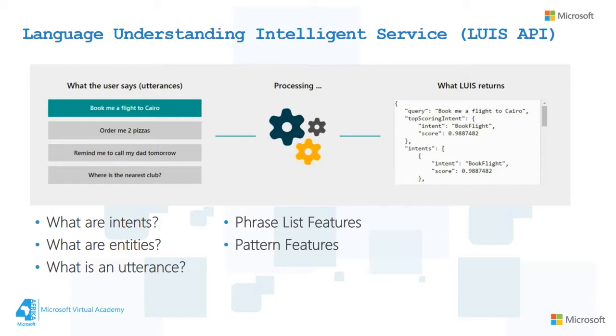So if the LUIS app detects one of these values, it treats them similarly to the rest of the others, so that you can train it with one value and it will apply to the other values. As for the pattern feature, it's a kind of regular expression. For example, you can put a pattern feature as a regular expression for the flight number. So using the phrase list features and the pattern features may improve the performance of your LUIS app.